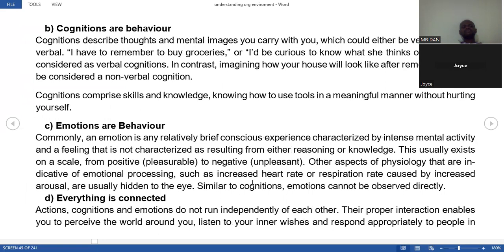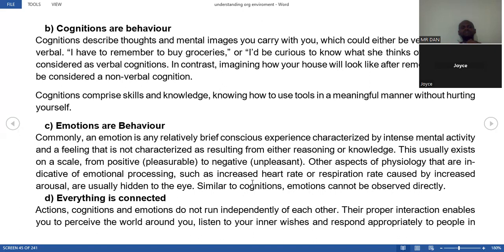Then we have cognitive and behavior. Cognitive describes thoughts and mental images you carry with you, which could either be verbal or non-verbal. For example, they are saying, "I have to remember to buy groceries," or "I'd be curious to know what she thinks of me." So cognitive behavior is based on maybe what you think you can remember or what you feel that people think about you that will inform your decision.